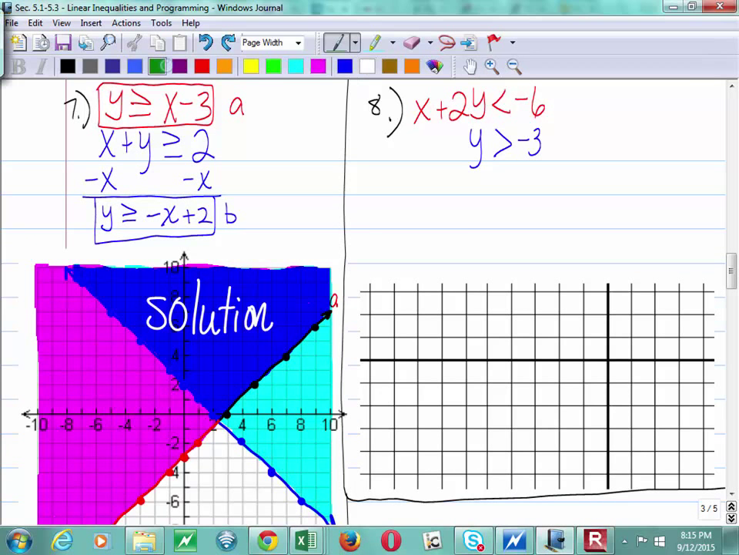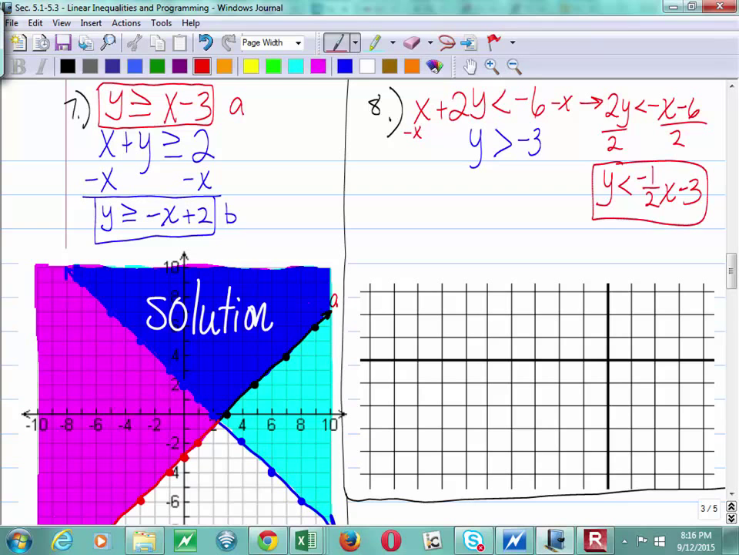Alright, number 8. So on this first one, I'm going to need to subtract x from both sides, which would give me 2y is less than negative x minus 6. And then I would have to divide both sides by 2. So that would give me y is less than negative 1/2 x minus 3. Alright, and then the other one is good. It's just a horizontal line.